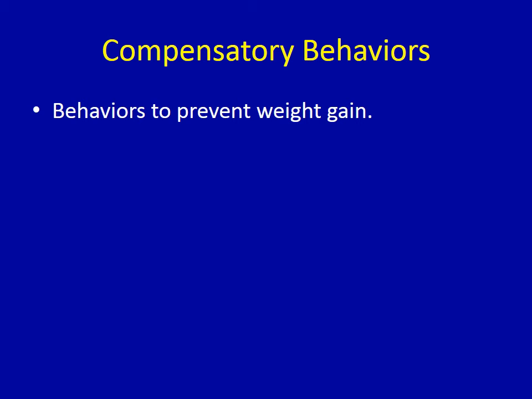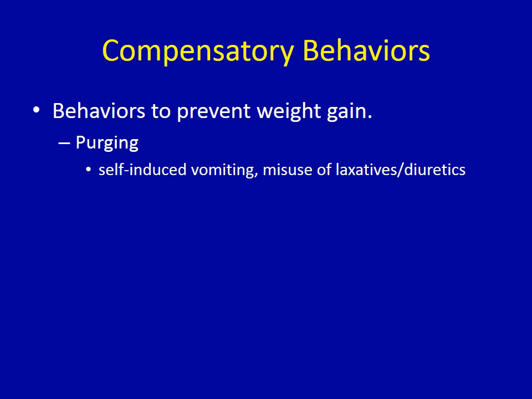Typically we divide compensatory behaviors into two subtypes. The first is the purging subtype of compensatory behaviors. These are behaviors that are designed to purge food that has been consumed in the hopes of preventing weight gain by stopping the body from absorbing calories or energy from that food. Purging behaviors might include self-induced vomiting or misuse of laxatives or diuretics to address concerns about weight gain related to food or liquid intake.